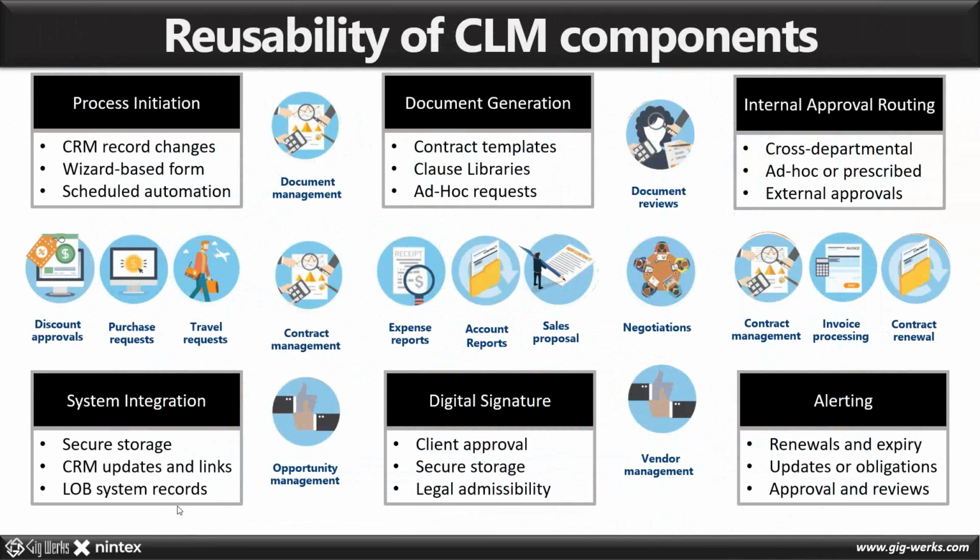Now, clearly, you have to have controls. But if we take our CLM boxes here, 6 sort of areas of functionality, and now look at all these items across the business, like expense reports, sales proposals, contract negotiation, invoice processing, they all use elements of this. And I'm going to show you this live today.